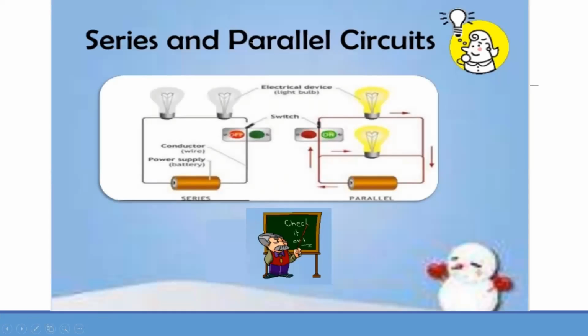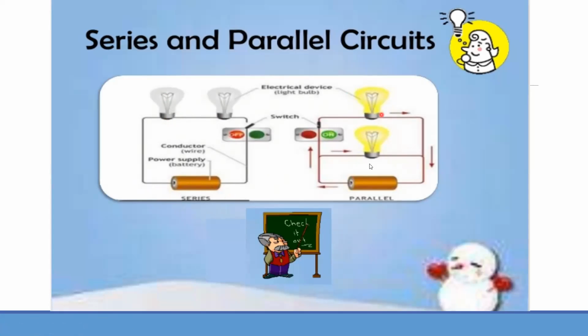As you see in the first picture here, we have the series. We have two lamps that are connected in series. So we have only one path for the circuit. This was a series circuit.